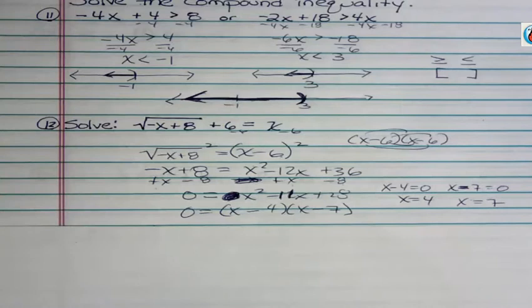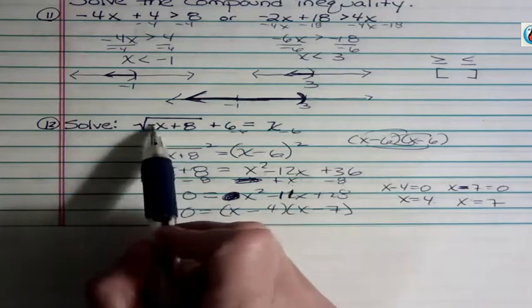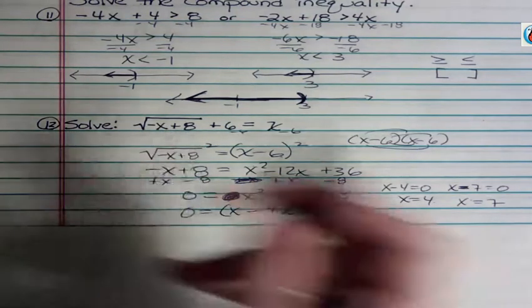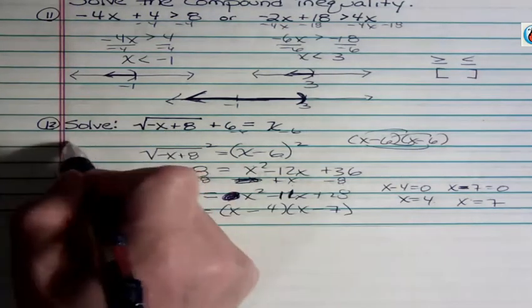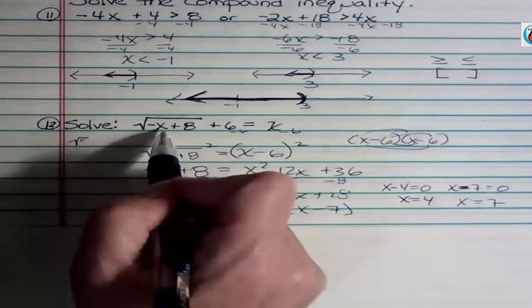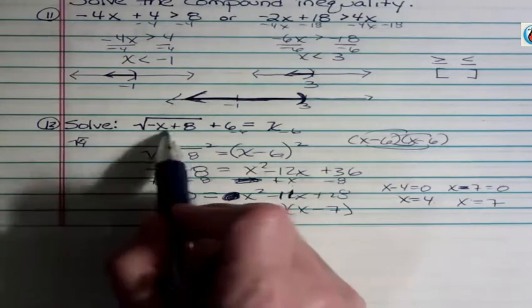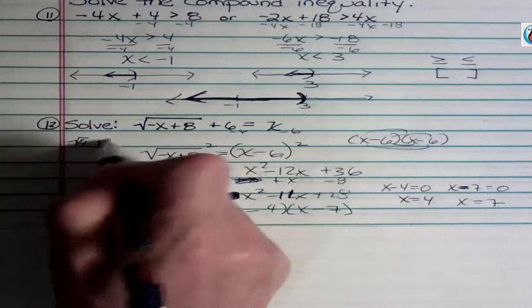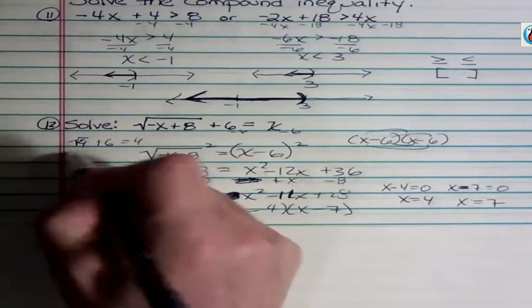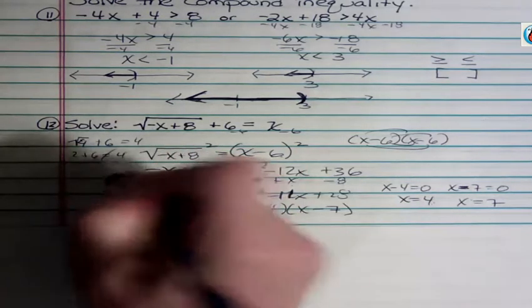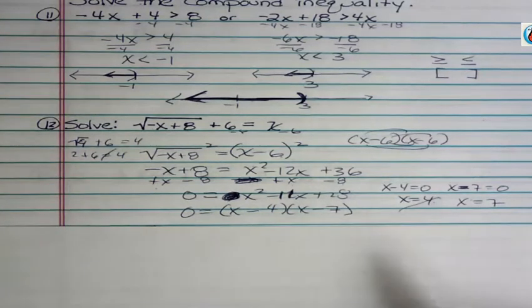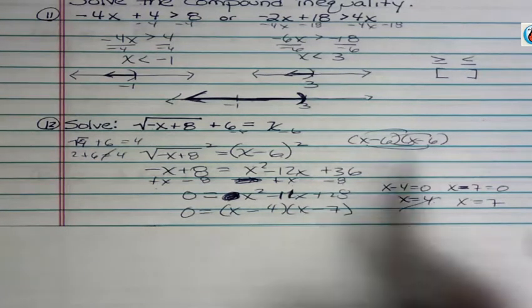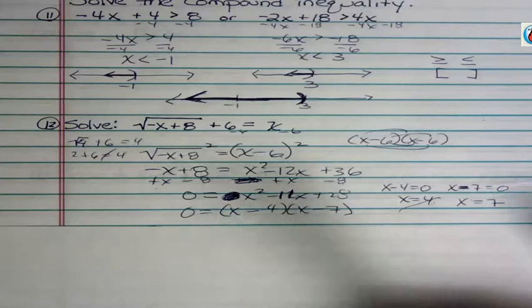Now I want to check to see if one of those is extraneous or one of those is not really a true solution. Let's take the 4. Negative 4 plus 8 is 4. Square root of 4 plus 6 should be equal to 4. Well, that's actually 2 plus 6, which does not equal 4. So 4 doesn't actually work, even though we found a solution. When you square something like this, it's possible to generate an extraneous solution. That's why you want to check it.